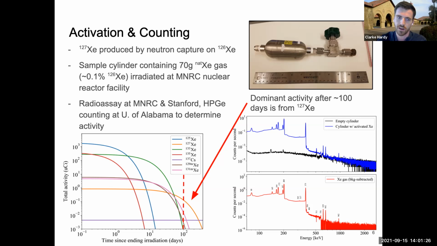And so if you look at this plot in the bottom left here, the important thing is that although we get all these byproducts as well, after about 100 days, almost all these have decayed away, and we're just looking at dominant activity from xenon-127, which is what we're interested in. So we had some radioassays done and some germanium counting just to confirm the activity, and we're able to confirm that indeed we are seeing predominantly the xenon-127 without any unexpected activity.